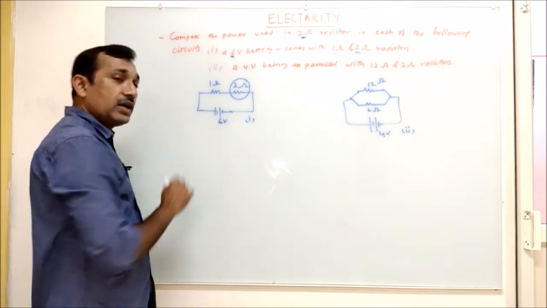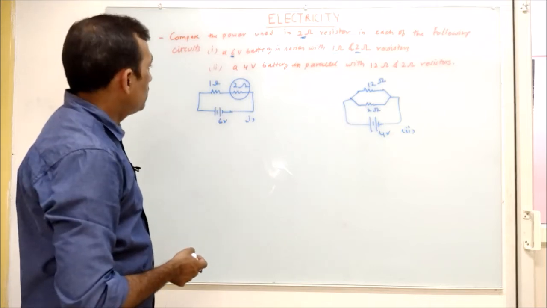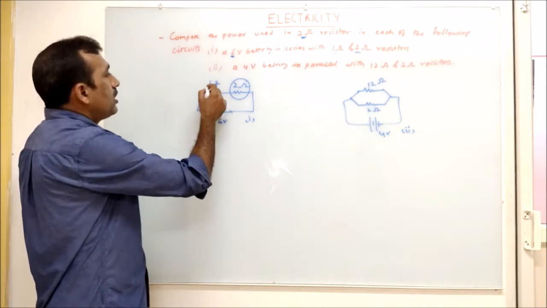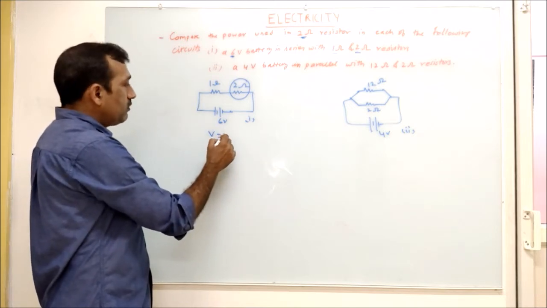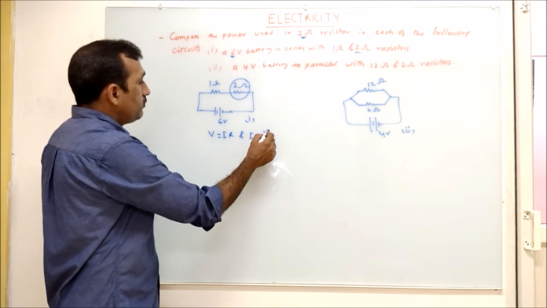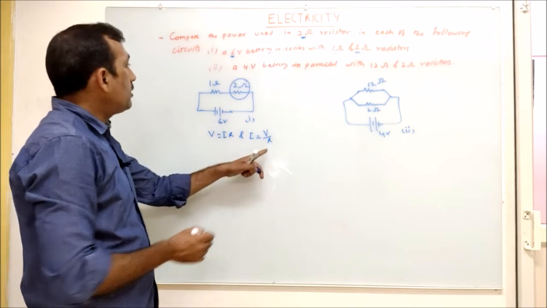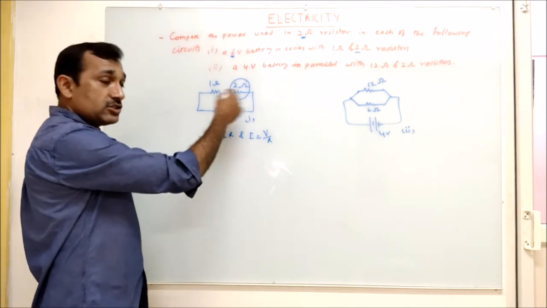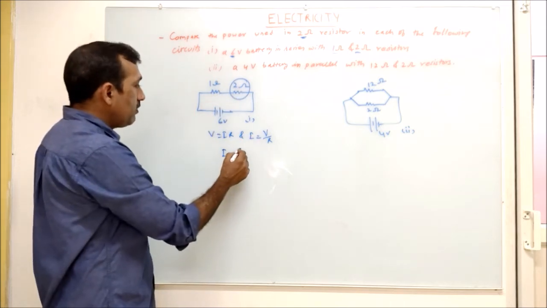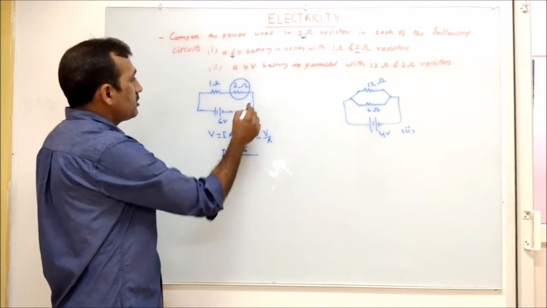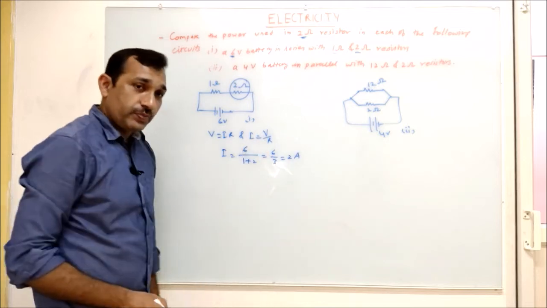If I know how much current is flowing in this, I can find I square R, and that will be the power, right? So how to find the current? As per Ohm's law, V equal to IR and I equal to V divided by R. I know the voltage V, 6 volt, but I don't know the total resistance because these are in series. So total resistance is going to be 1 plus 2, 3 ohm. So I equal to 6 divided by 3, equal to 2 ampere.